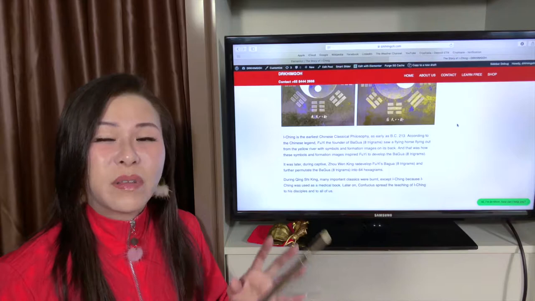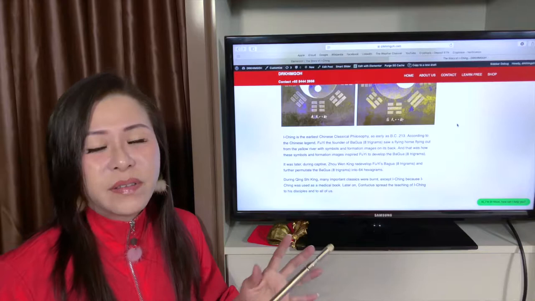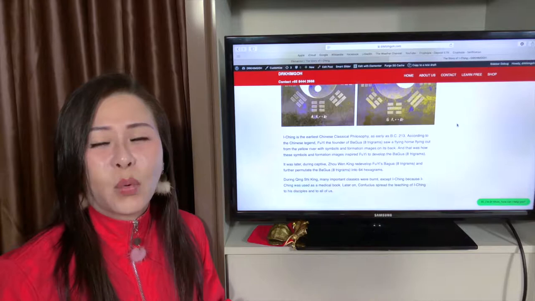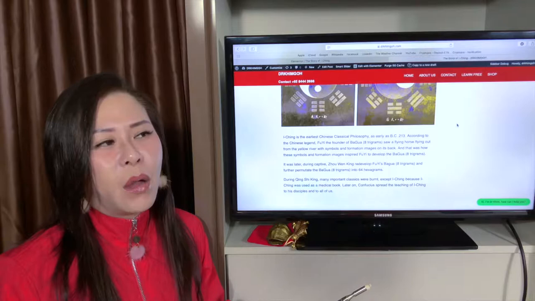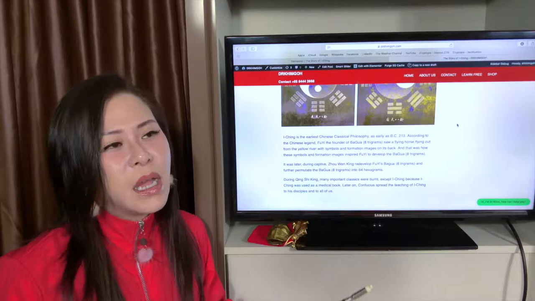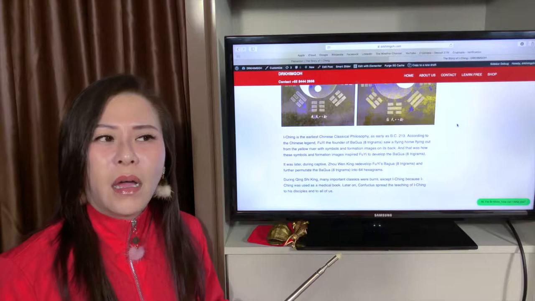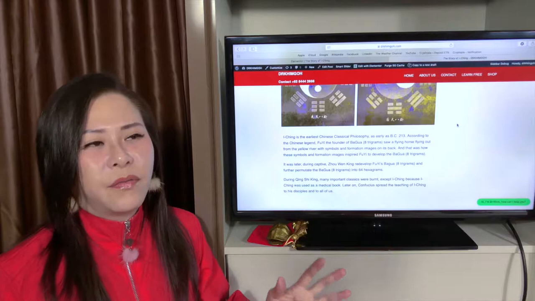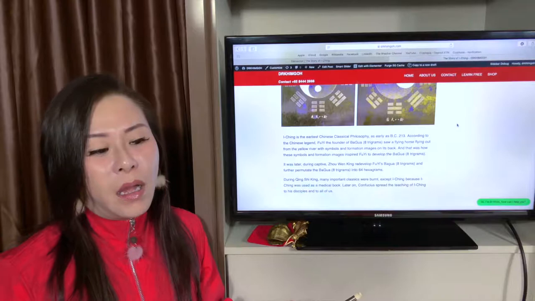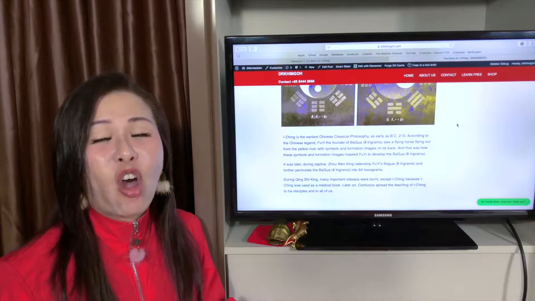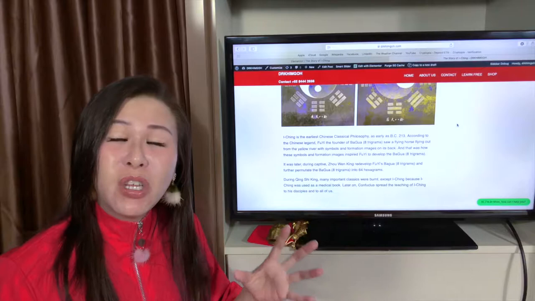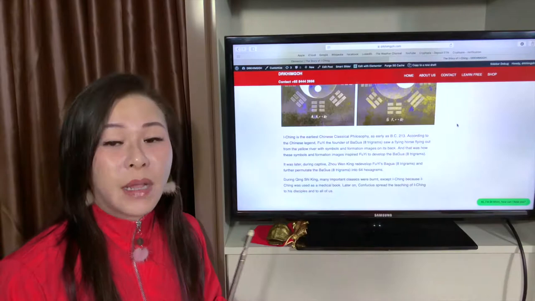During this warring period, there was a man called FuYi. He was a disciple of Guiguzi. According to the Chinese legend, one day he was sitting along the Yellow River, and a flying horse flew up from the river. He saw symbols and formation images on the horseback, and those images inspired him to develop BaGua.